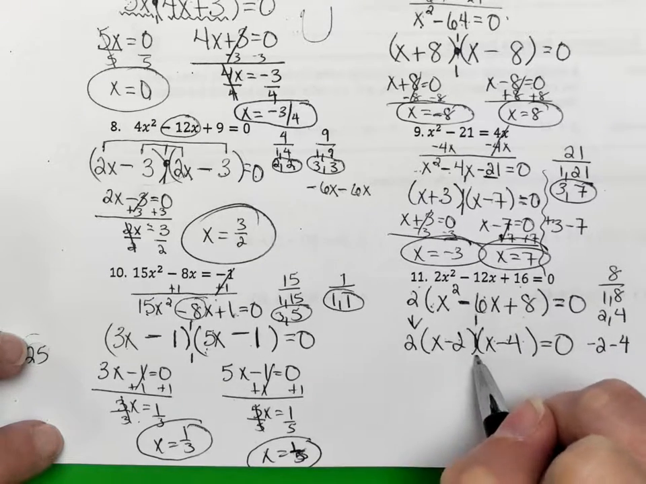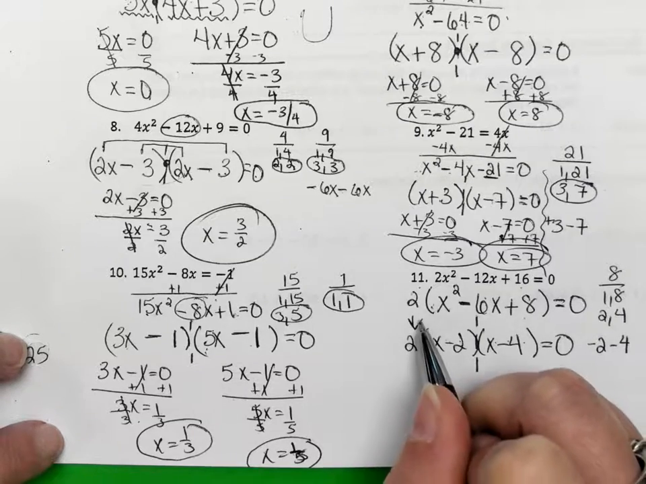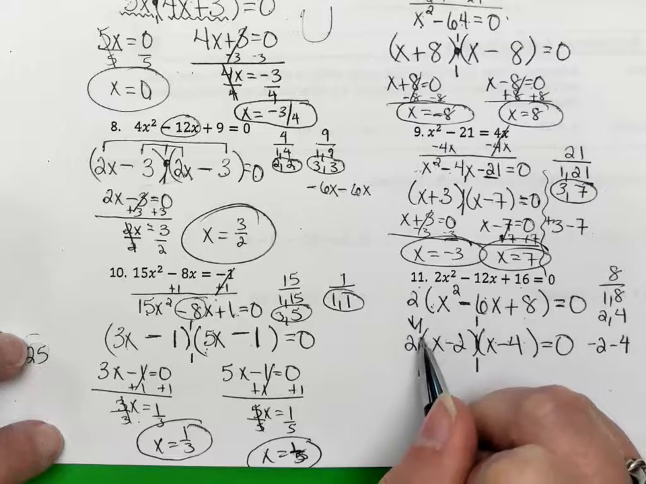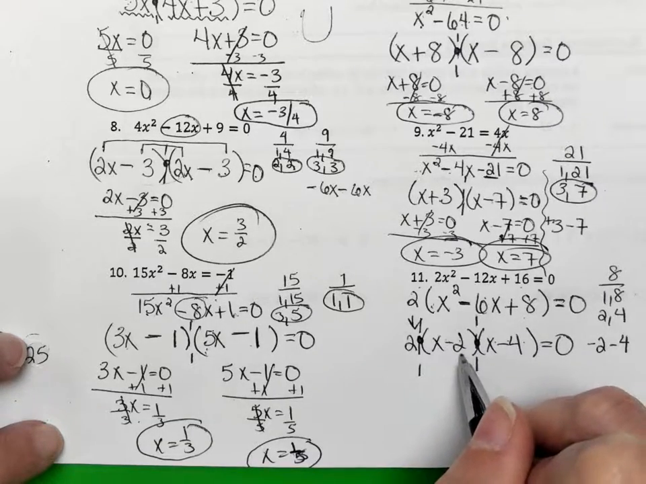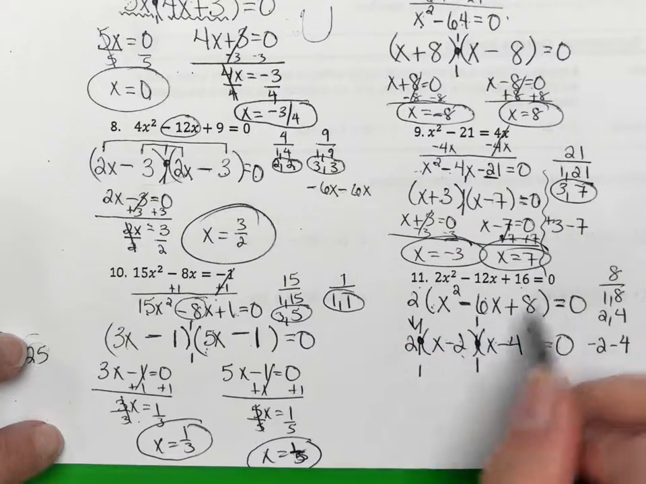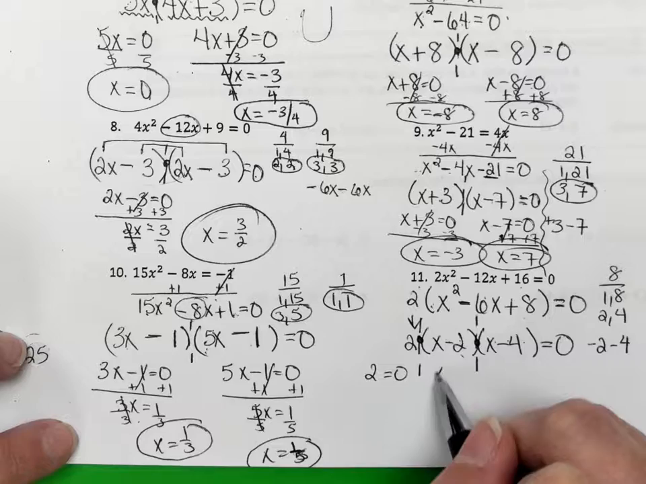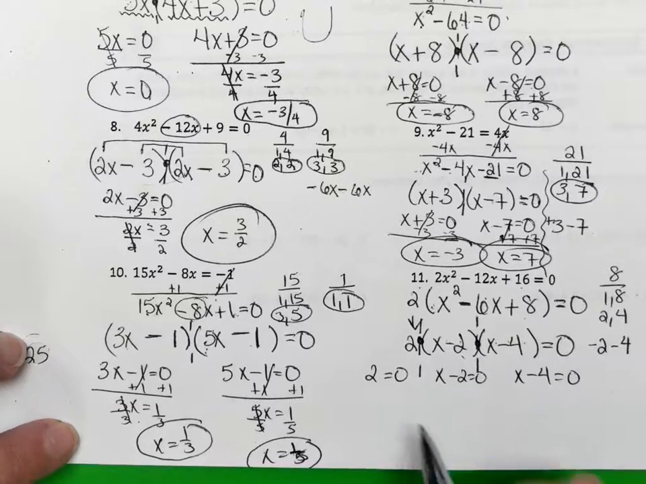Alright, so you got to cut it right here, and you got to cut it right there. Why? Because it's multiplication. Do we want to multiply it all together? You still get the same answer if you did that. Doesn't do you any good. So you got 2 equals 0. You got x minus 2 equals 0. You got x minus 4 equals 0.